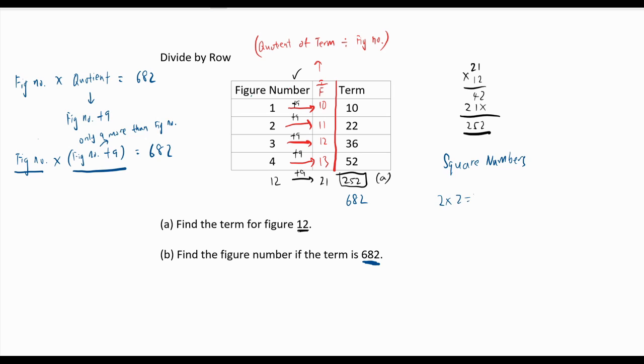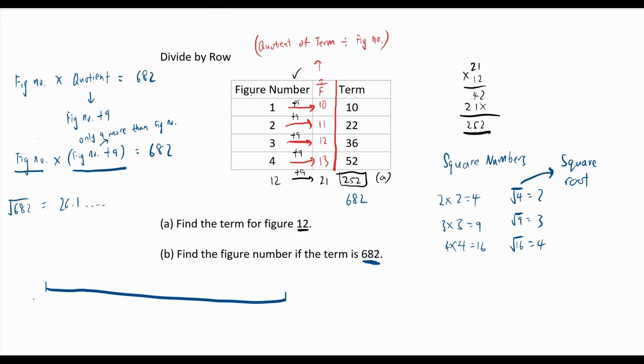Remember that anything times itself gives you a square number, so 2 times 2 gives us 4, and the square root of 4 gives us 2. So if we take the square root of 682, we get about 26.1, and this is somewhere in the vicinity of our answer. As a matter of fact, it's very near the middle of the figure number and the figure number plus 9.